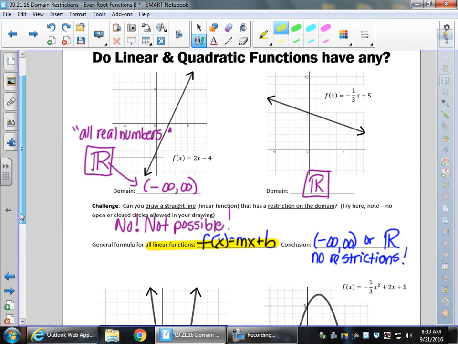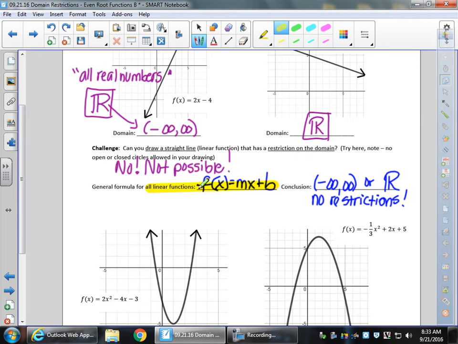So we're working with our highlighters. This would be great to have it stand out. Linear functions that look like this. No restrictions.